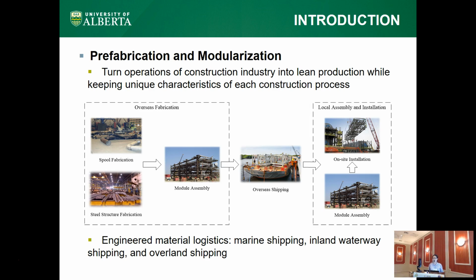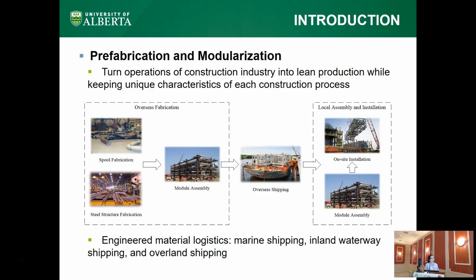Prefabrication and modularization have been widely used in industrial construction projects, such as petroleum facilities and oil and gas plants. Prefabrication and modularization turn operations of the construction industry into lean production, while keeping the unique characteristic of each construction process. Here is the typical construction process for an industrial construction project in North America.